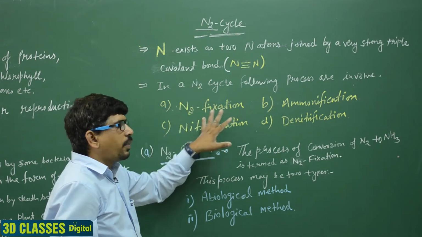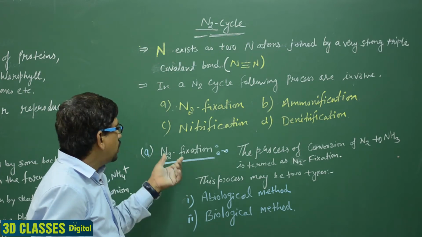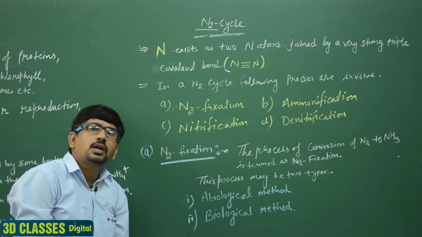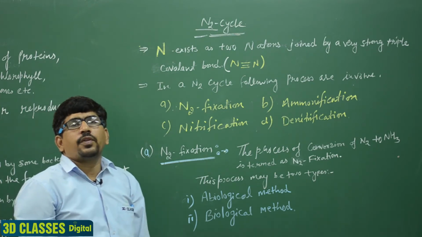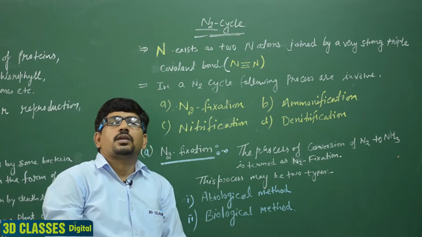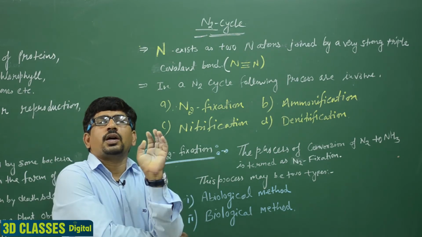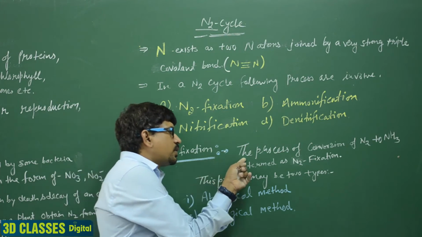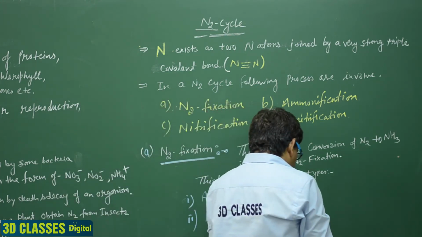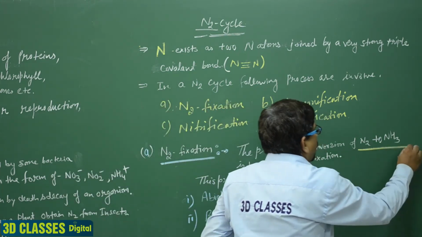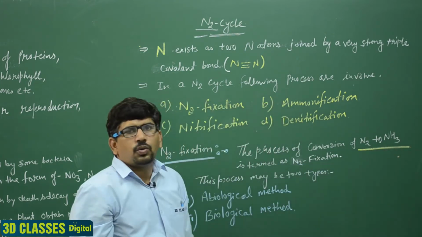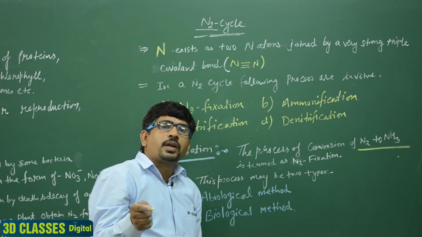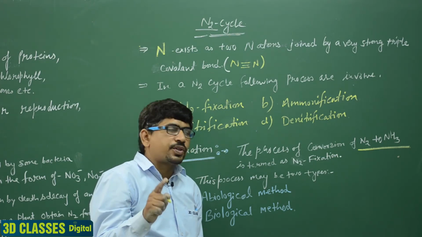We will discuss each process one by one. First one, the N2 fixation. It means the atmospheric nitrogen is fixed in the form of ammonia, that is known as N2 fixation. The process is N2 into NH3, ये याद रखना बच्चों, बड़े इंपॉर्टेंट है. Part of the N2 fixation, N2 into NH3. Nitrogen makes ammonia, that is known as N2 fixation.